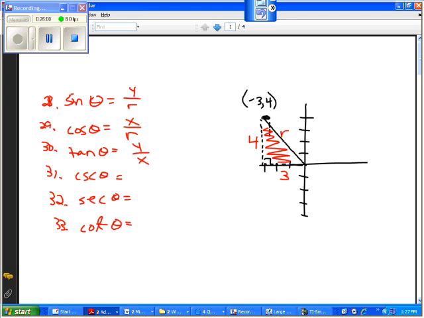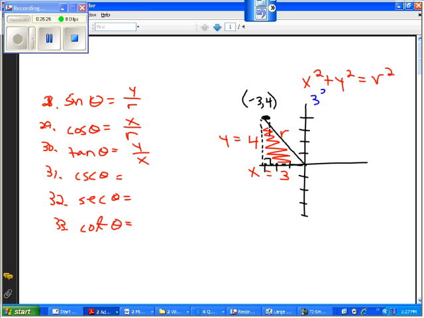The radius is the hypotenuse of that right triangle. This is x, and this is y, because x is your horizontal distance and y is your vertical distance. And by the Pythagorean theorem, x squared plus y squared is equal to the radius squared, right? X and y are the legs, and the radius is the hypotenuse. So we could use the Pythagorean theorem to get the radius.